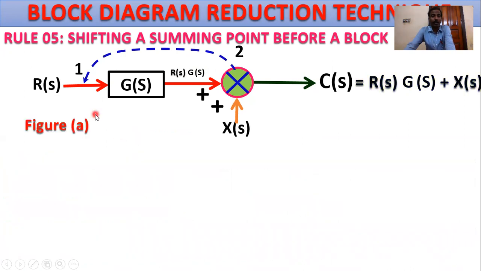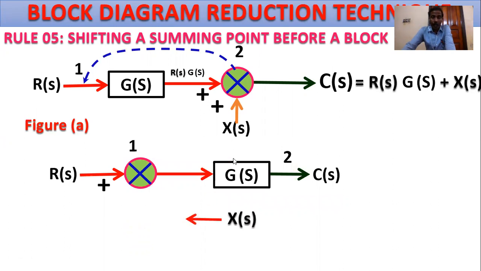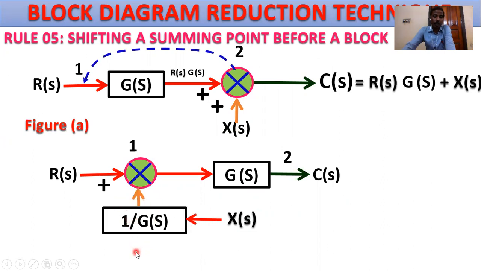So what is figure B? Reference input R(s), this is position 1 and the summing point, and G(s). The overall or controlled output is C(s), this is position 2, this is position 1. Then X(s) is the input, multiplied by 1 by G(s). Why multiply by 1 by G(s)? And this is also positive, because in this case R(s) plus X(s) by G(s). This is the X(s) by G(s) signal, and this is the R(s) signal.